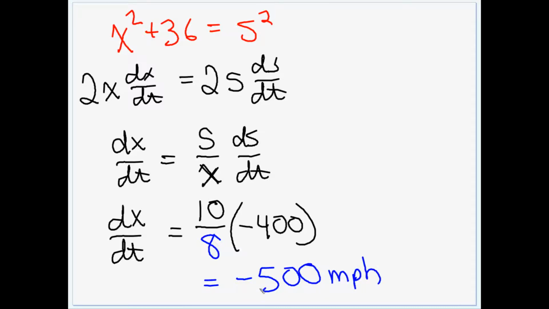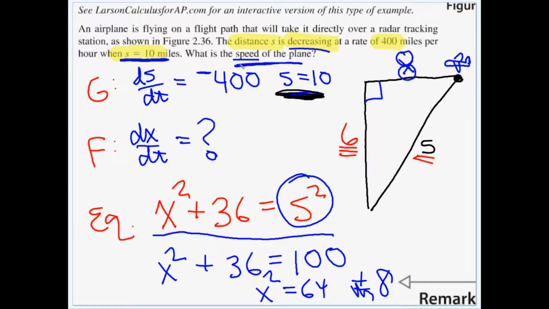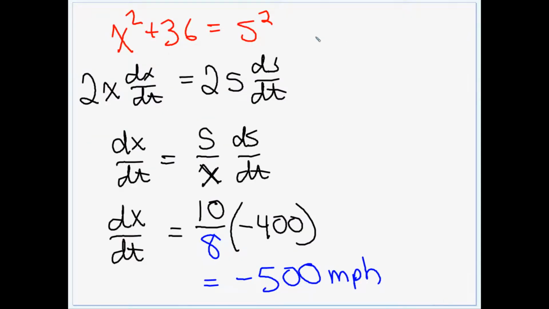Now, if this is the multiple choice on the AP, this might be one of the decoy answers that they would mark wrong because they did ask us in the problem for the speed of the plane. Speed is the absolute value of velocity. If we absolute value velocity, that's equal to speed.